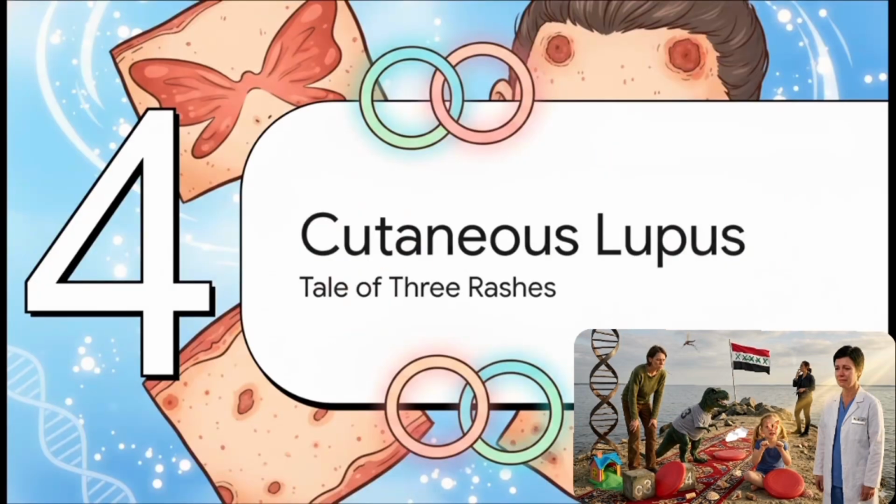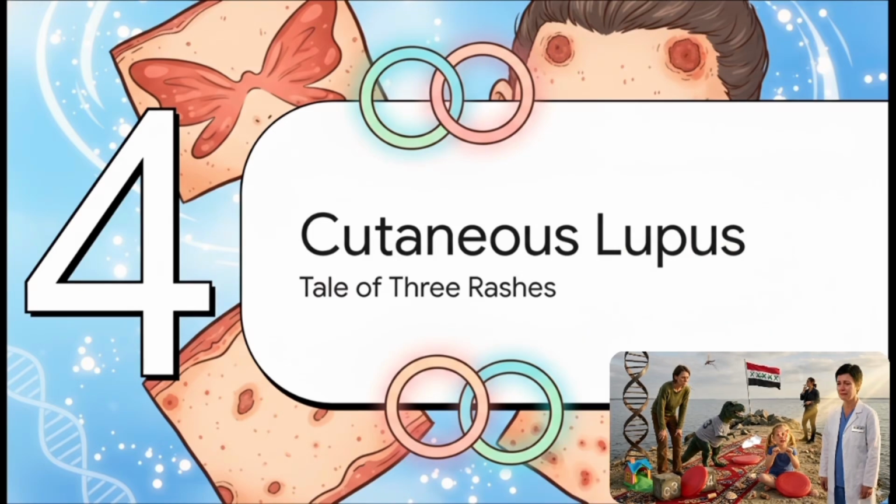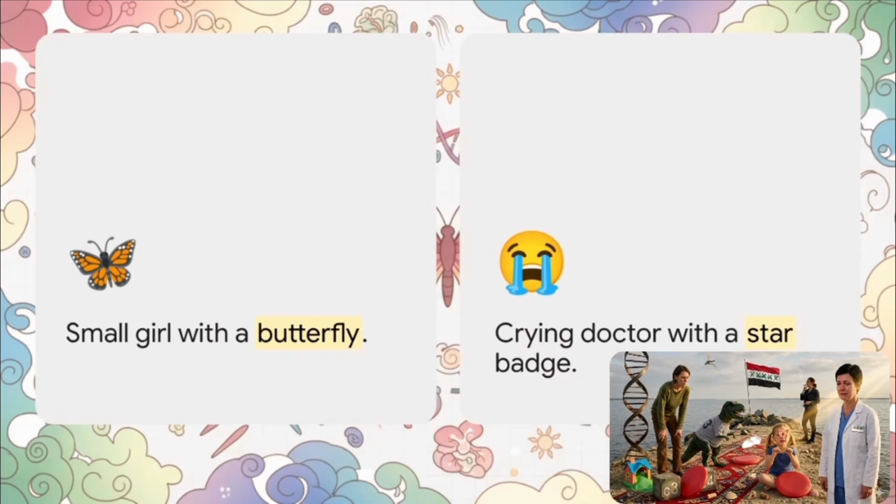Next up, Section 4, Cutaneous Lupus Presentations, a tale of 3 rashes. Get ready for 3 totally distinct, unforgettable scenes mapping to specific skin presentations. We're going to contrast 2 fascinating characters here. On one hand, we've got the innocence of a small girl with a butterfly on her nose. On the other, a highly stressed, crying doctor wearing a starry badge. These 2 very different emotional vibes represent the acute and subacute cutaneous forms of lupus.